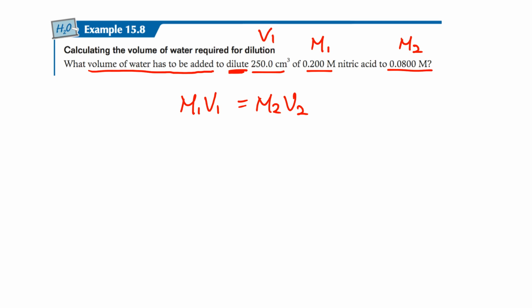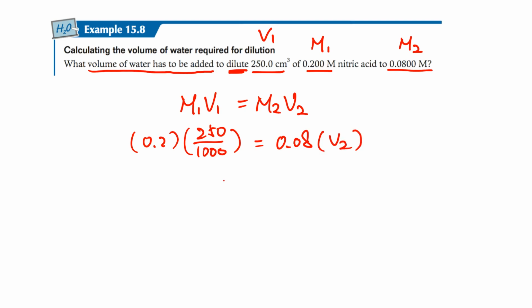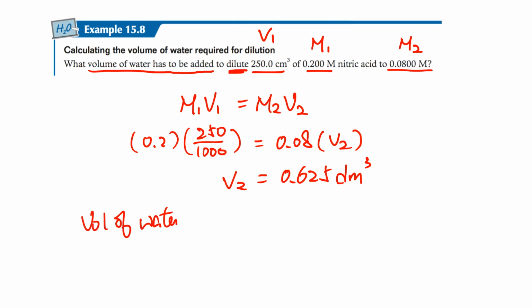So you're going to find out the volume V2 first. We put things into the equation. Remember to change it to dm cube. So this one will be 0.08, and then we'll have V2 here. V2 that we found will be 0.625, and this one will be in dm cube. If it is in dm cube, for the volume of water added, you have to separate to do the calculation.